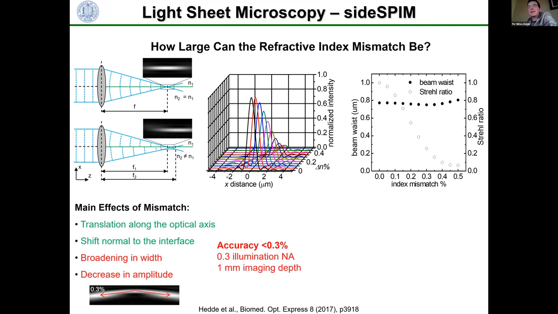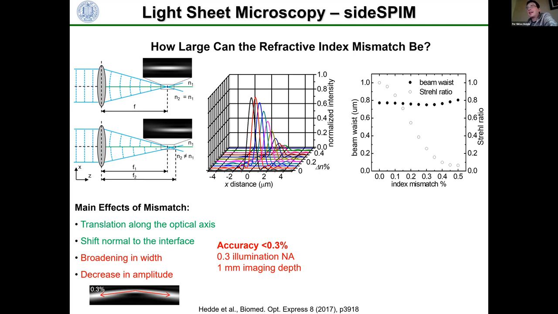So the main effects of the mismatch lead to a translation of the beam along the optical axis, a shift of the beam normal to the interface. Those are not a problem because you can correct them by just repositioning the light sheet, but then you also have effects that are broadening in width and decrease of the amplitude, which you cannot easily correct.